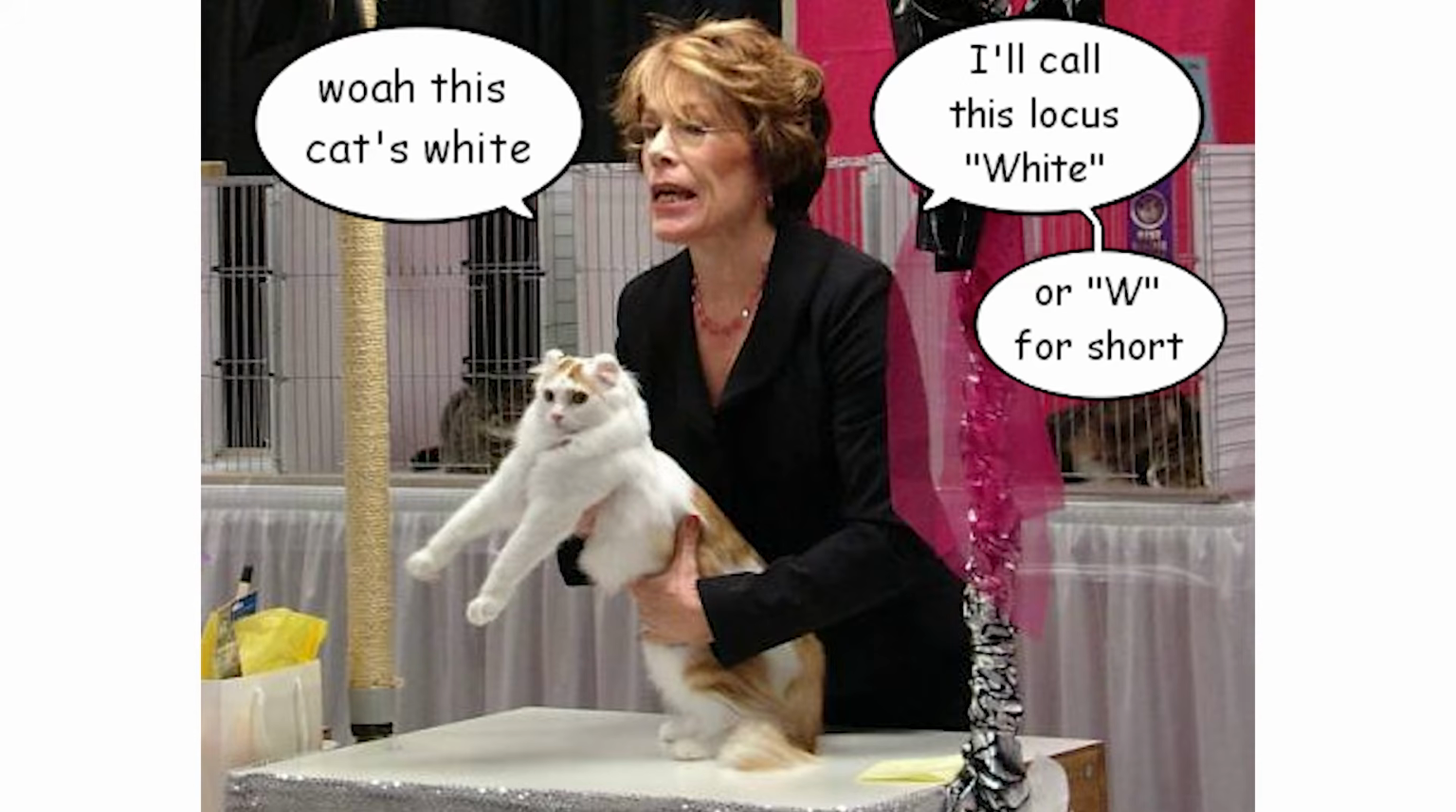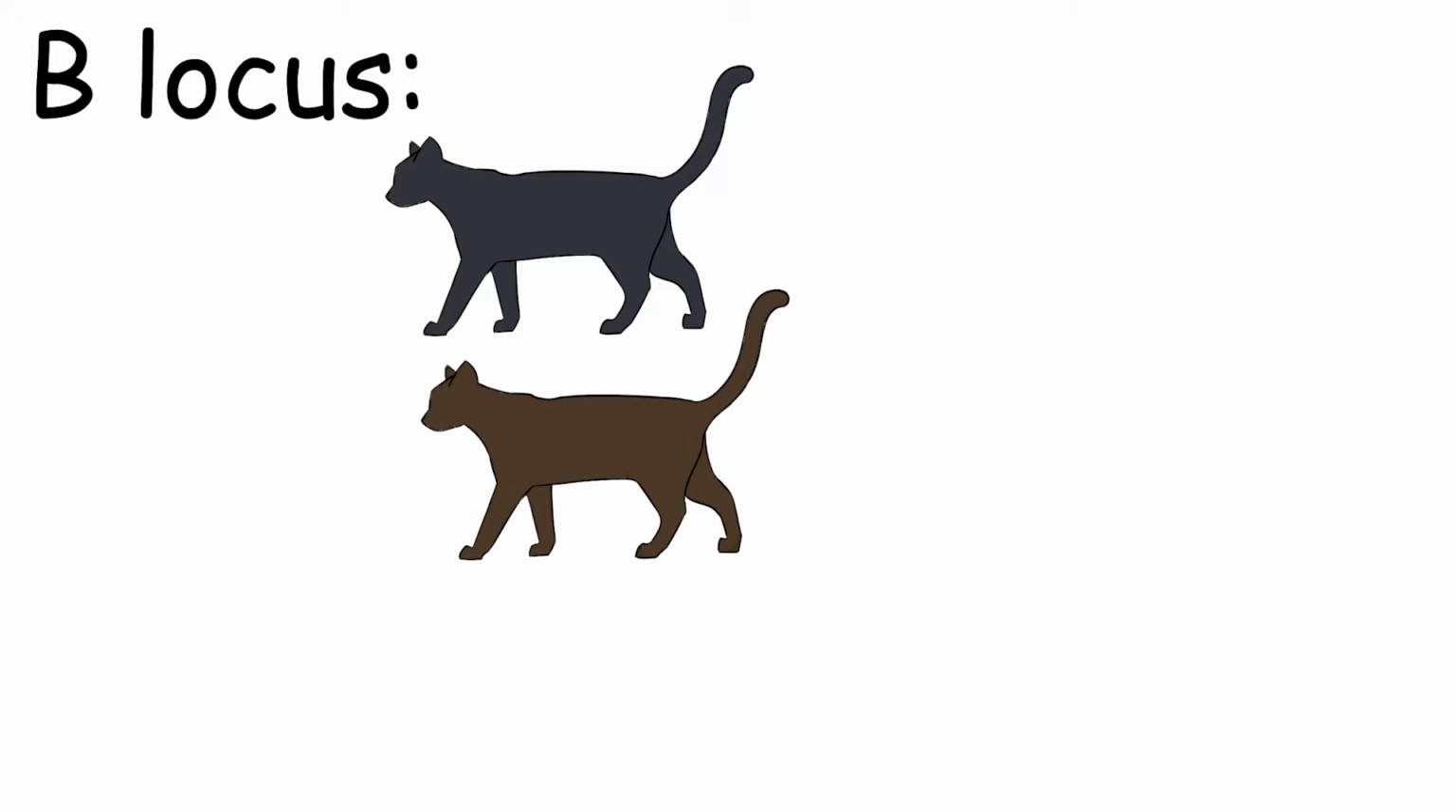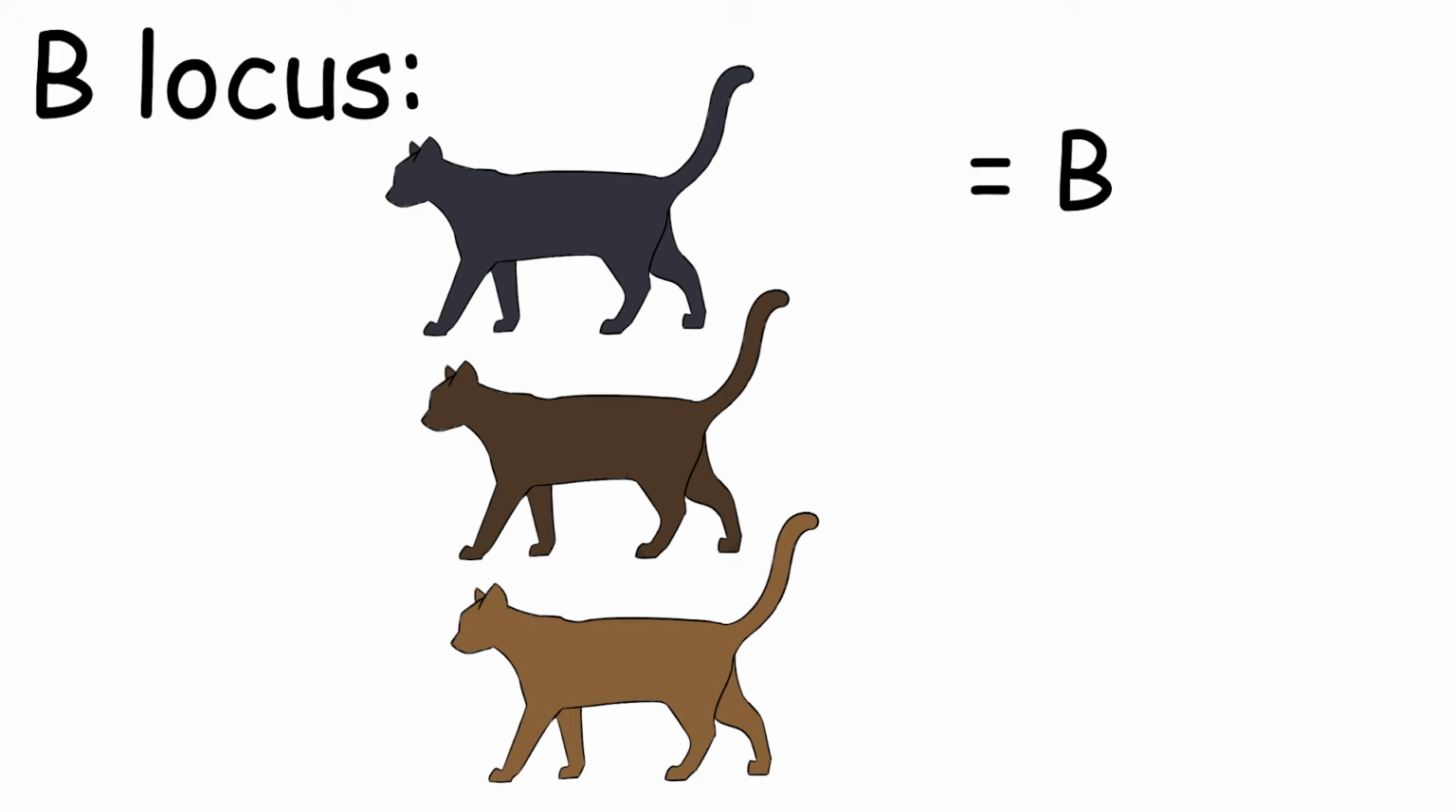We aren't going too deep in any specific genes today because everything's going to get its own video in the future, but to give an example, the B locus is the part of the cat's genome that tells us whether a cat is black, chocolate, or cinnamon. The alleles for this are capital B, little b, and b1, respectively.